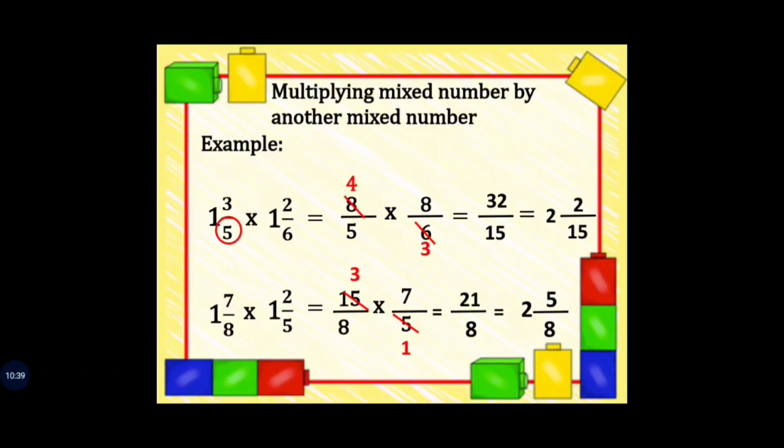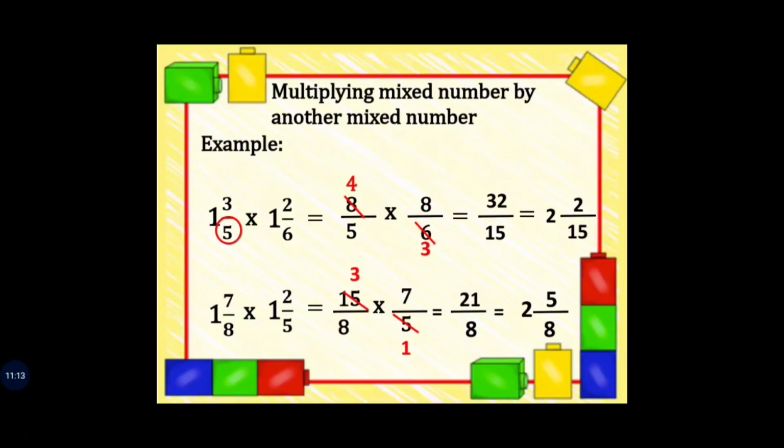Ang tanong, is 5/8 in the lowest term? Yes, it is. Kasi, ang kanila na lang GCF ay 1. They have no common factor except 1. Therefore, 2 and 5/8 is the final answer.